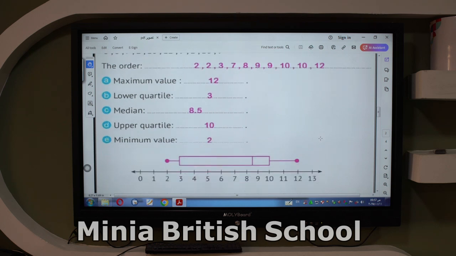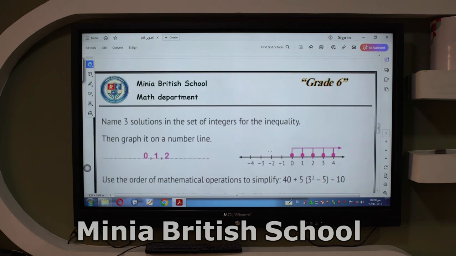To draw the box plot, remember minimum and maximum are dots. Minimum 2, put a dot above 2, but take space. And maximum 12, above 12 I will put a dot. Then the first, second, and third quartiles are dashes or lines. Here 3, 8.5 and 10. Above 3 I will put a dash. And 8.5 is between 8 and 9, so in the middle between 8 and 9 I will put a dash. Then upper quartile 10, above 10 put a dash, and connect all of these to make the box plot.